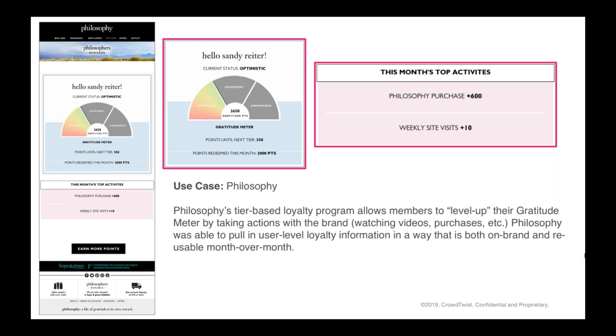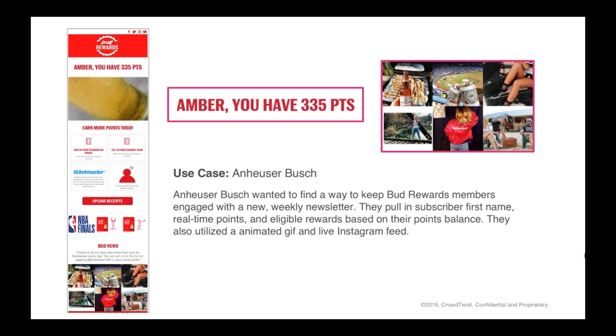email communications. Not only do we remind members of their tier status and points balance, but also all the points that they were able to redeem that month and maybe some of their top activities completed. It's a really great way to solidify that they're getting value from the loyalty program and then acknowledge their status and their commitment to the brand. And I'll share just one more here.